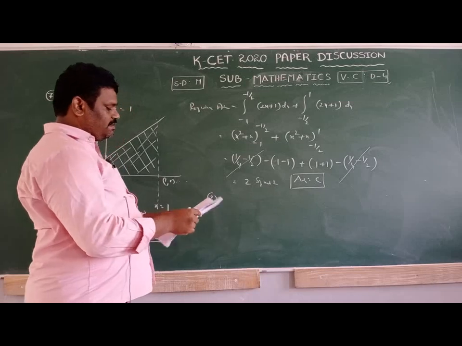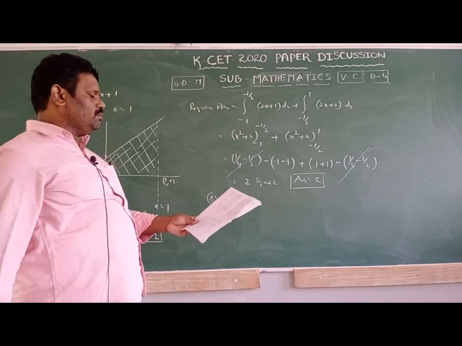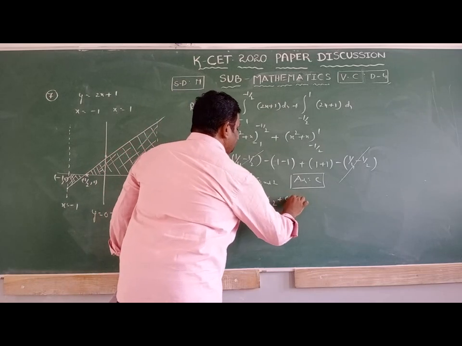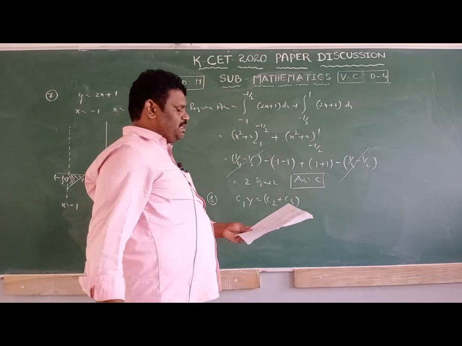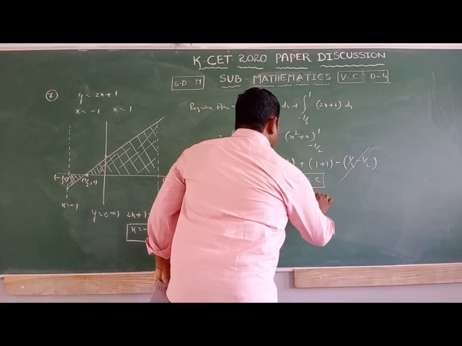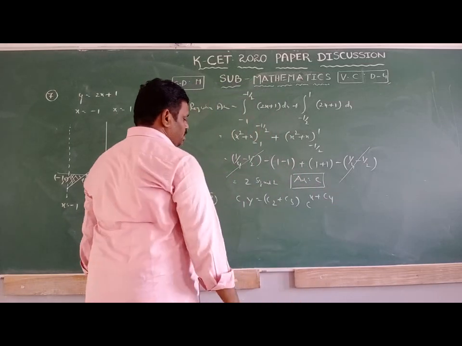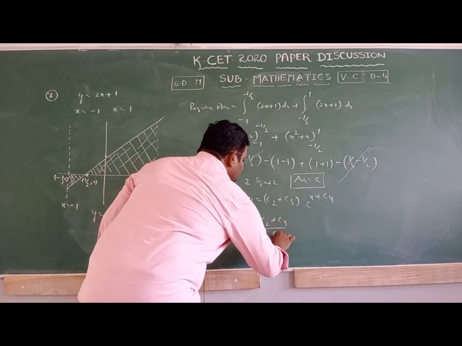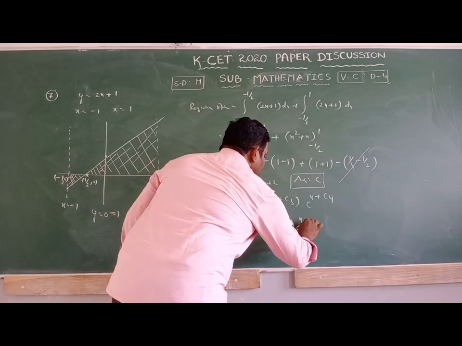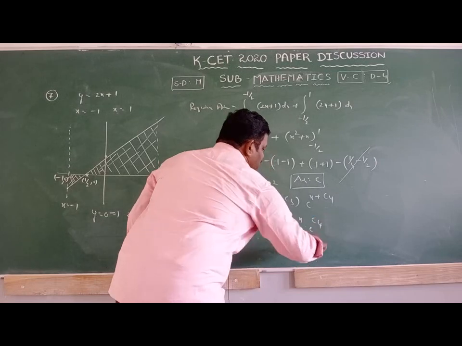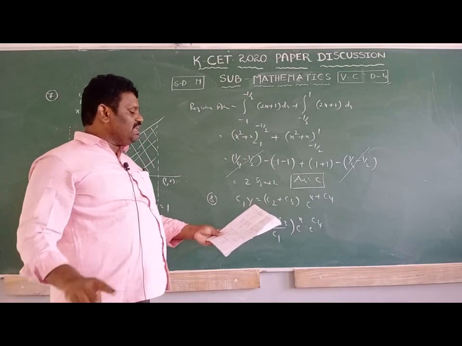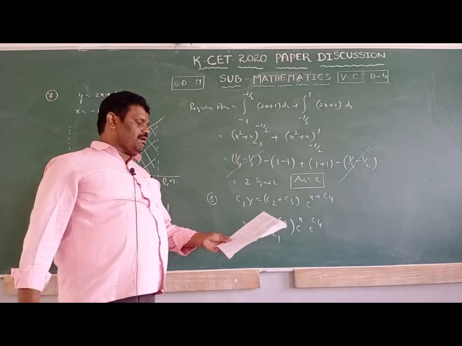The 8th bit is a differential equation problem. C1 into y is equal to C2 plus C3 e power x plus C4. First, y is equal to C2 C3 by C1 into e power x into e power C4. Actually what we find here is the order of the differential equation obtained by eliminating arbitrary constants in the family of curves.